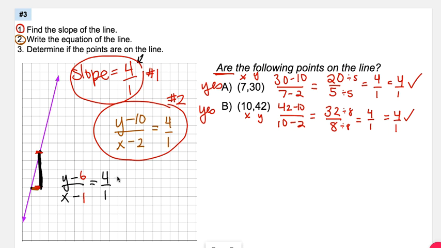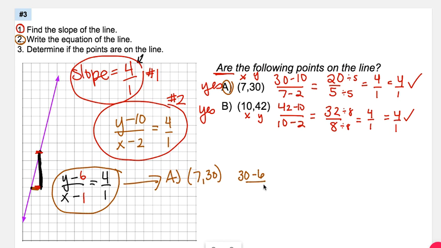Now here's where I want to pause for a second. We're going to test out this equation. Okay, we're going to test A out here just to see what happens, just for fun. Because I know that A is on the line, it should actually work in this equation too. Let's see what happens. So instead of the y, I'm going to say 30 minus 6 over 7 minus 1. I get 24 over 6, 4 over 1. It does work.